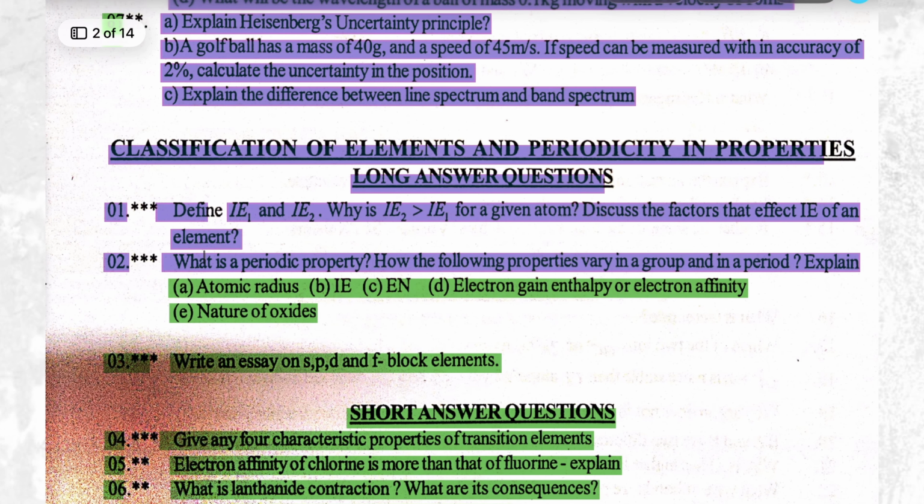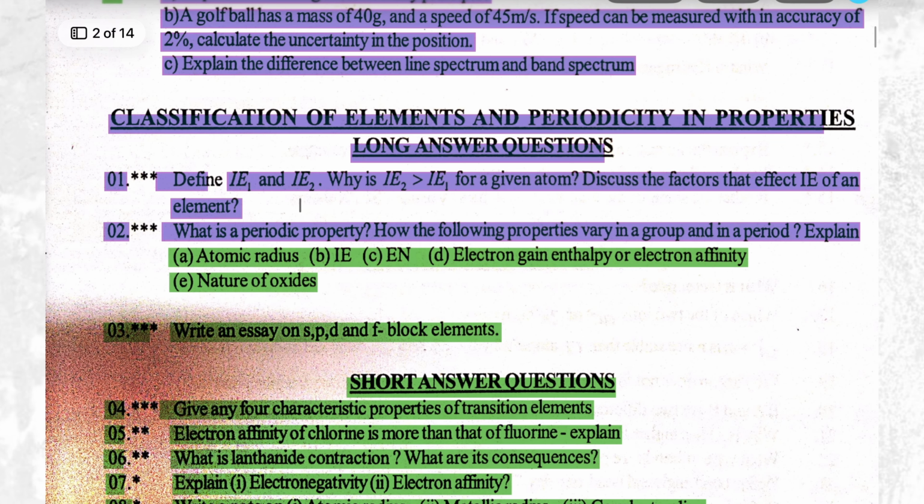Next one we'll see classification of elements and periodic properties. Long answers. The first one: IE1, IE2. Why is IE2 greater than IE1? And discuss the factors affecting IE1. Very important compulsory question. This is a compulsory question.